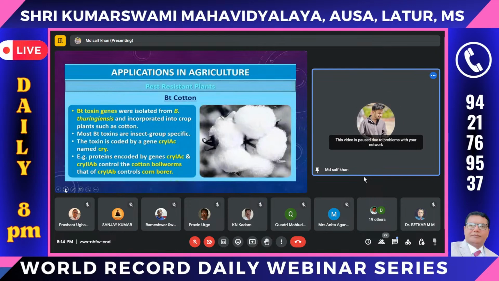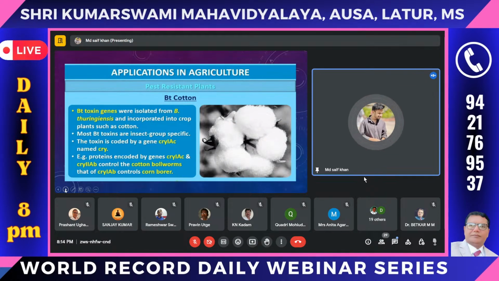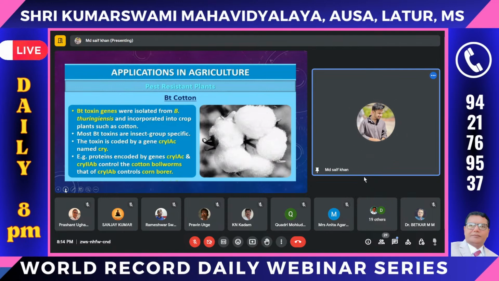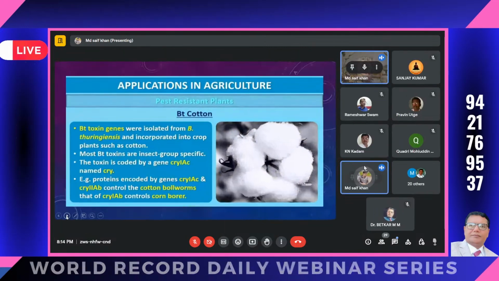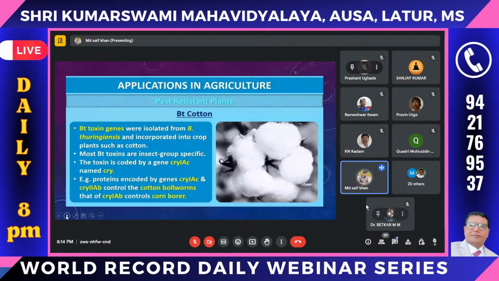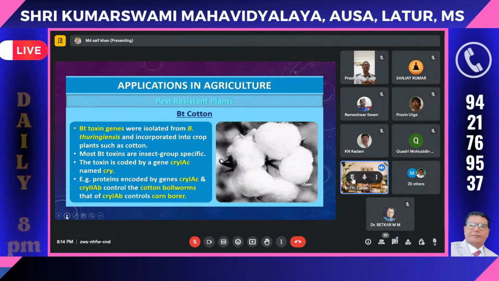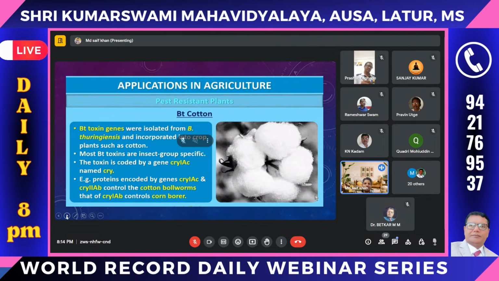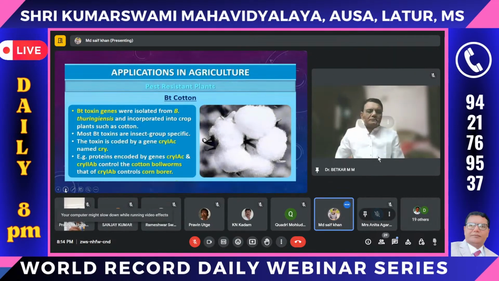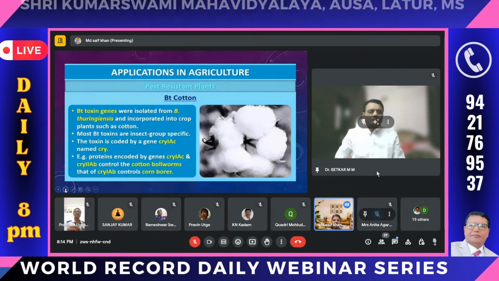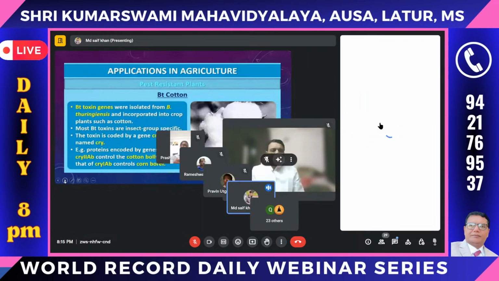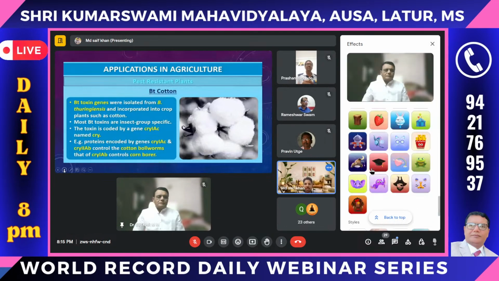Next, that is how this Bt cotton is being incorporated into the plant body, right? Most Bt toxins are insect group specific toxins, which are coded by genes named cry genes, such as cry-1Ac. Each protein is encoded by a gene. Cry-1Ac and cry-2Ab control the cotton bollworms, while cry-1Ab controls the corn borer.